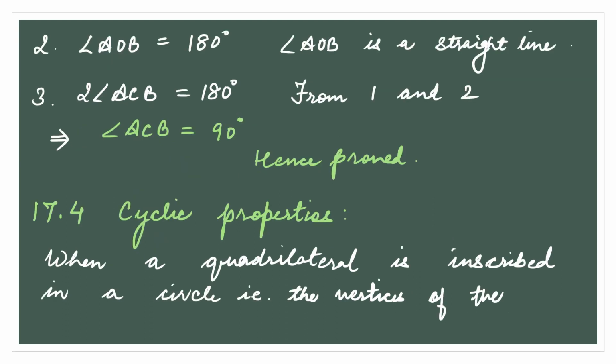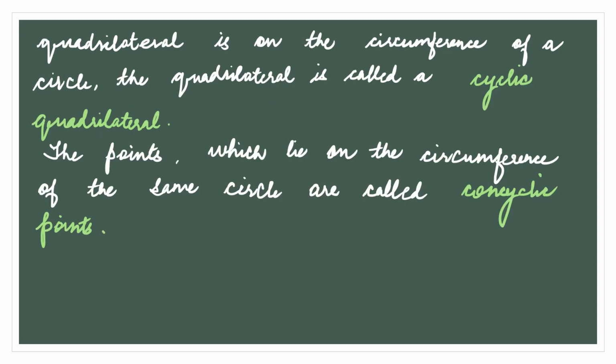You can see children, angle AOB is equal to 180 degree. That angle AOB is a straight line. 2 into angle ACB is equal to 180 degree. From 1 and 2, angle ACB is equal to 90 degree, hence proved. 17.4 cyclic properties. When a quadrilateral is inscribed in a circle, inscribed means inside a circle, the vertices of the quadrilateral are on the circumference of a circle. The quadrilateral is called a cyclic quadrilateral.